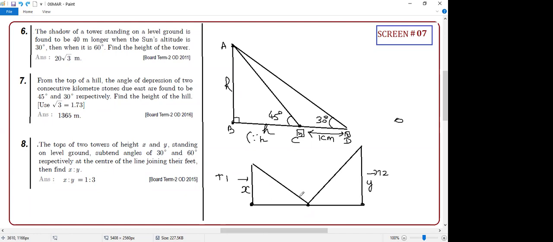Can you tell me where I need to put 30, where I need to put 60? You can put anywhere, but by seeing the diagram, student. Can you tell me what I need to put here? By seeing the diagram, you tell me. Here 30 or 60? 30 degrees, sir. 30, because it seems small, na? This tower compared to tower 2.